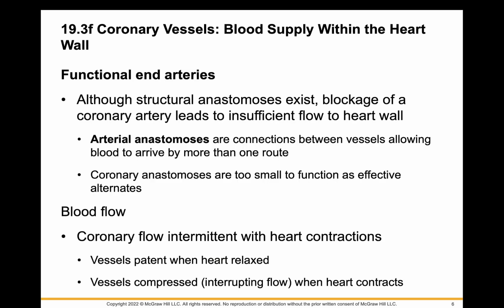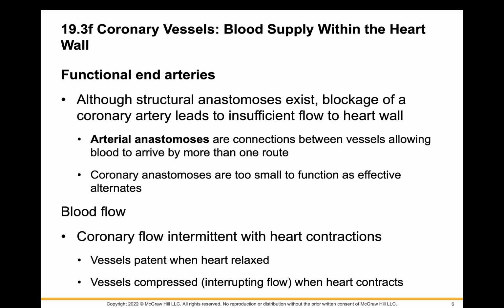Now, these arteries are different than other arteries within the body, and they're quite often classified as functional end arteries. So there are anastomoses, and these are basically branches. What happens, if we have the blockage of a coronary artery, is we're not going to have enough flow to the wall of the heart. These arterial anastomoses are connecting vessels, allowing blood to arrive to areas of the heart by more than one route. Generally, they're not going to be fully functional and effective alternates, but it's the body trying to compensate for blockages.